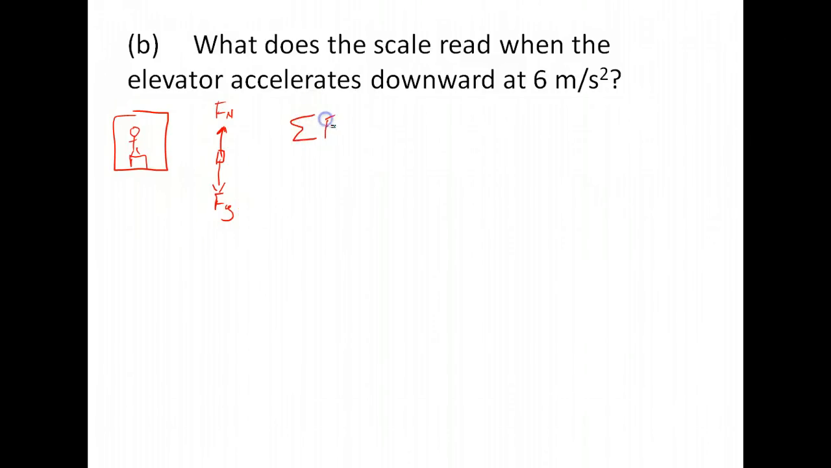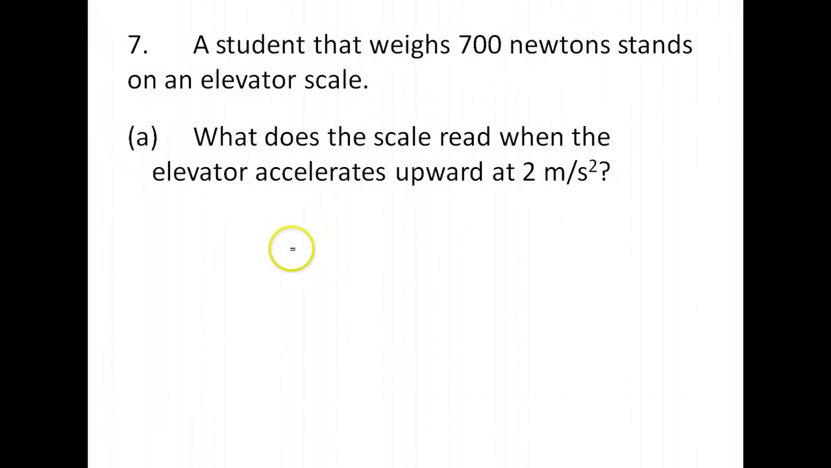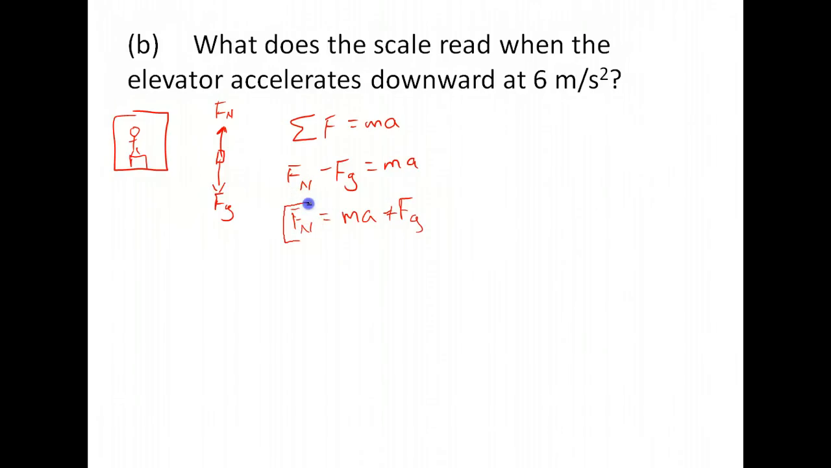Come over to Newton's second law, sum of the forces equal to ma. So we have the normal force minus the force of gravity is equal to ma, where the normal force is equal to ma plus the force of gravity, just like we used in the last problem. We're going to be using the same equation that we did in that last problem. All right, now let's plug in some numbers here.